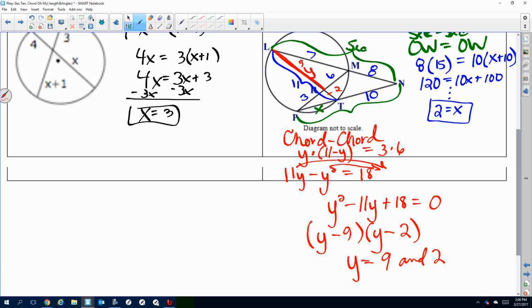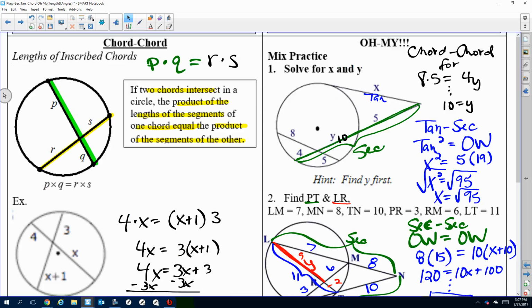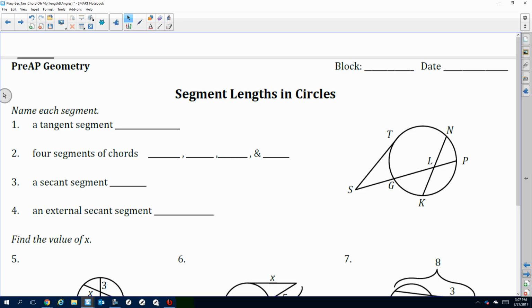Okay, guys, you need to use this for the last section of the white sheet you picked up, segment lengths in a circle. So make sure you stay on this side of your notes to help you on the last section. Do we need to do this? No, we're doing the other side tomorrow.